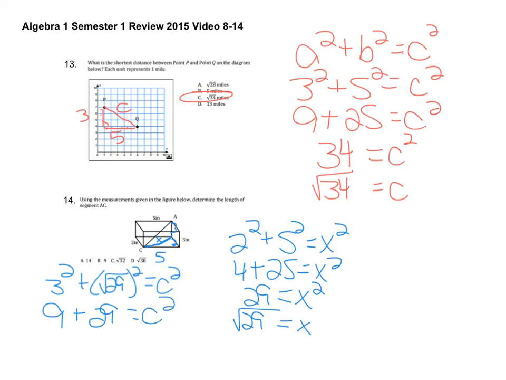That equals c squared. What is that? That is 38 equals c squared. This is not a perfect square, so they leave it. They just take the square root. Square root of 38, that's d.